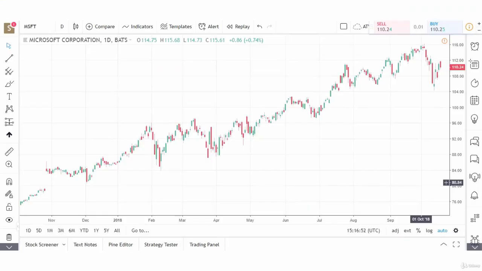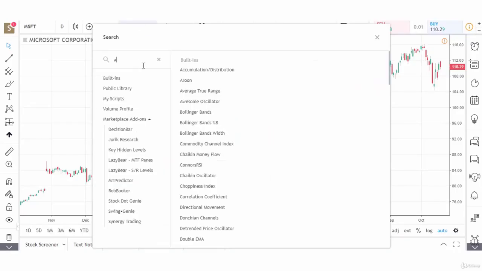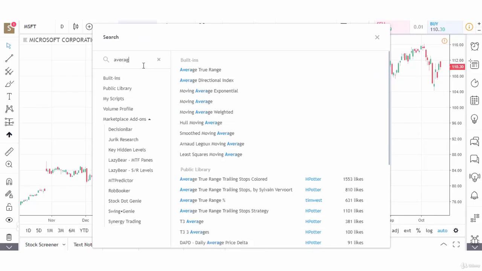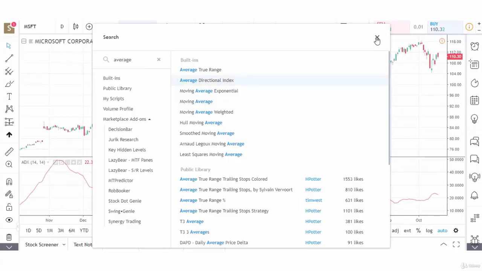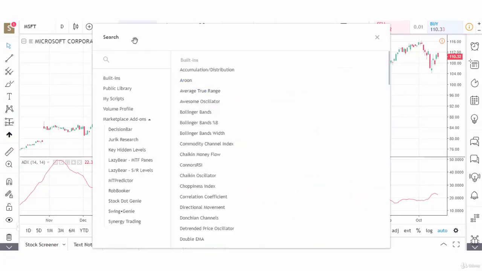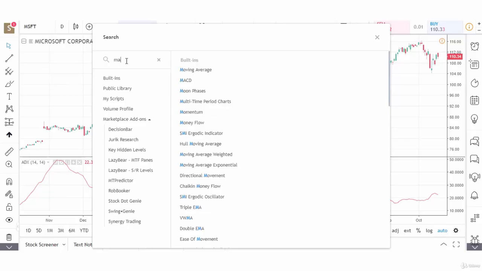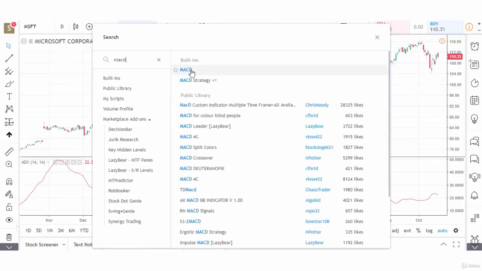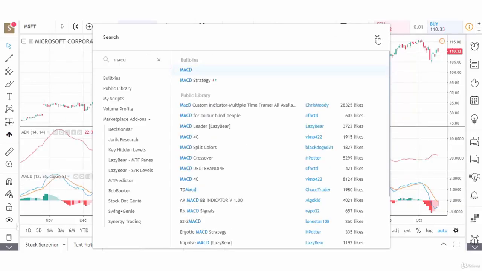Let's use a chart of Microsoft to show how the ADX indicator works. First, we're going to go to the top of the chart under indicators. We're going to type in average, and we see the Average Directional Index. And now we're going to add in the MACD, because again, we always use a trend direction indicator with the ADX. And we're going to add in the MACD there.